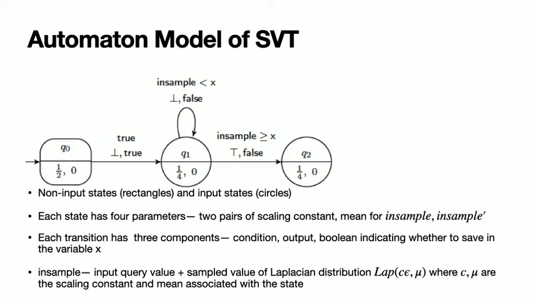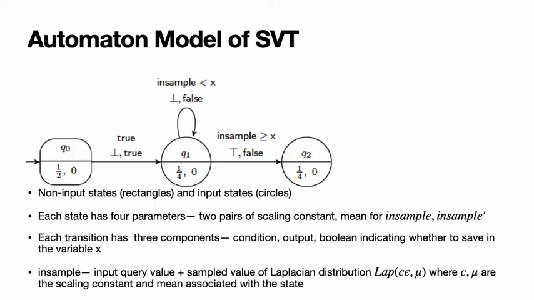When it is in a non-input state such as Q0, it samples from a Laplacian distribution with mean 0 and scaling parameter epsilon by 2, and it stores this value in the temporary variable in sample. Then it checks the condition of the transition leaving Q0, which is true, and therefore it takes the transition. During this transition, it generates the output bottom, and the third component says that the in sample value should be stored in the variable x. So it stores it in x, and then it transitions to state Q1.